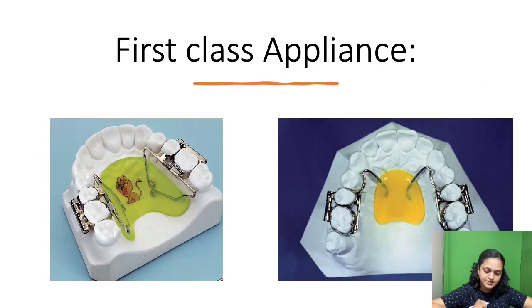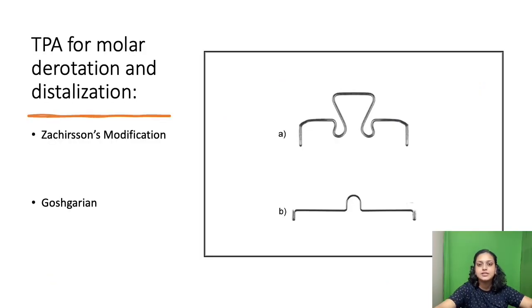Next is the first class appliance. Like I said, you can see here the magnetic attachment, and in the front setup you have a coil spring. So this is called a first class appliance. It's a combination of both buccally positioned as well as palatally positioned distalization appliances.